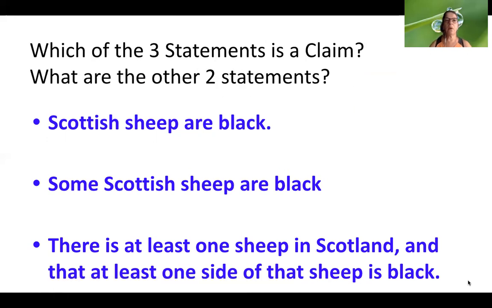Can you tell which of these three statements really is a claim? And remember, a claim is something that is backed by evidence. It's a statement of truth. In order for you to make a statement of truth, it has to be backed by evidence. And what are the other two statements? Can we consider them as something else if they're not claims?